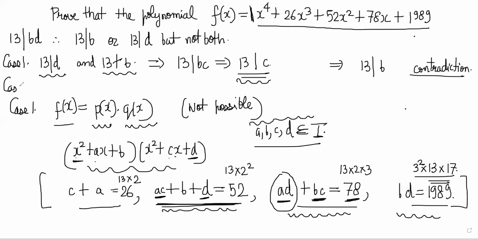And you can do case 2 also. Case 2 would be just the opposite, right? And similarly, you can prove a contradiction there also. Exactly the same thing. B and D can be interchanged, right? So we have proved one part, that f(x) equal to p(x) times q(x) is not possible if p(x) and q(x) are quadratics, right? The other part would be to prove that f(x) equal to p(x) times q(x) is not possible if p(x) has degree 3 and q(x) has degree 1, right?